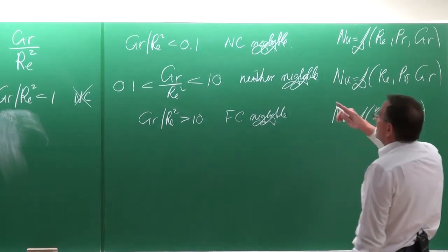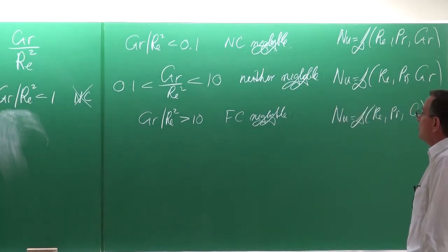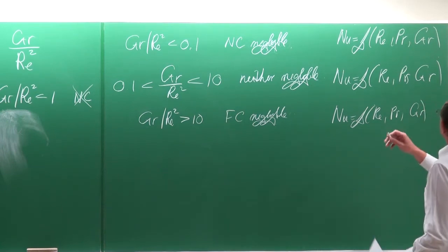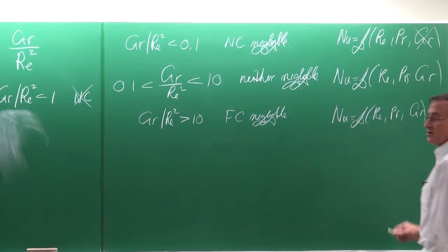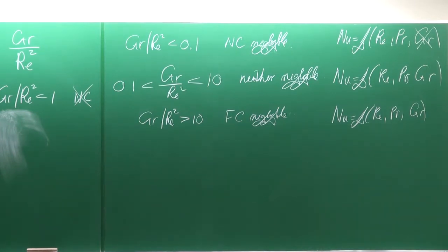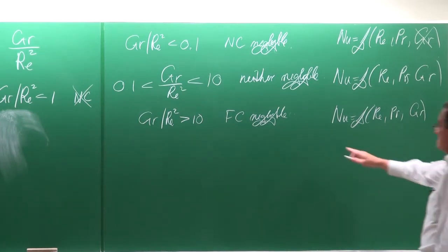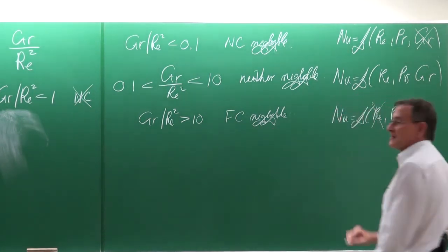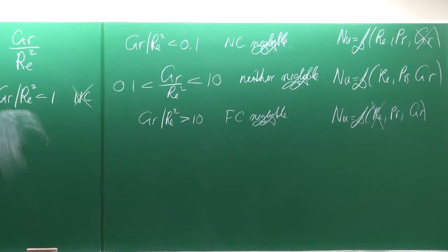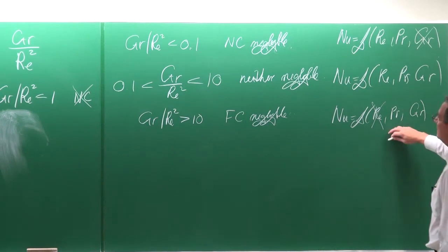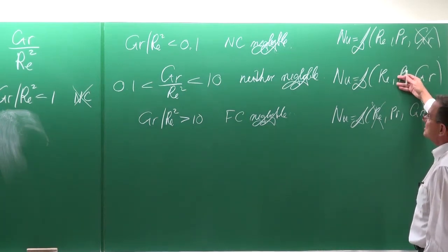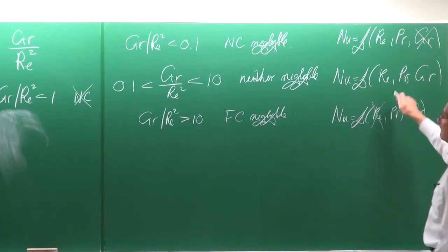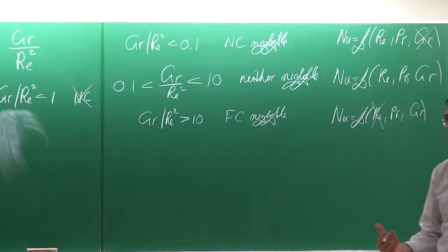So, if Grashof divided by Reynolds squared is smaller than 0.1, then it means natural convection is negligible. Therefore, the Grashof number doesn't play any role. In this case, forced convection is negligible, which means that the Reynolds number doesn't play a role. And obviously, with mixed convection or combined convection, the Nusselt number is a function of the Reynolds number and Prandtl number.